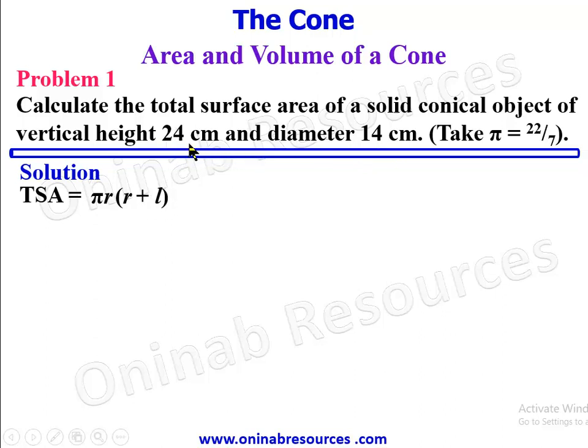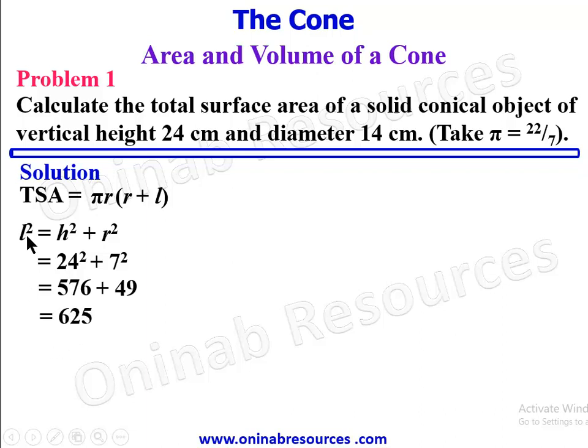So we use the relationship between the slant height, the vertical height and the radius to get the value of the slant height. So L squared equals h squared plus r squared, and our h is 24, so we have 24 squared. We said our radius is diameter divided by 2, which is 7, so plus 7 squared. 24 squared is 576, and 7 squared is 49. 576 plus 49 is 625. Therefore, L is the square root of 625, which gives 25 centimeters.